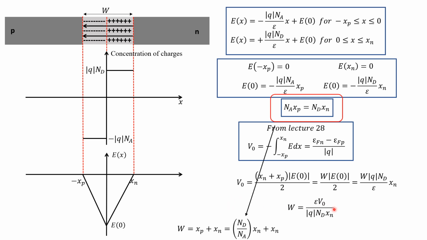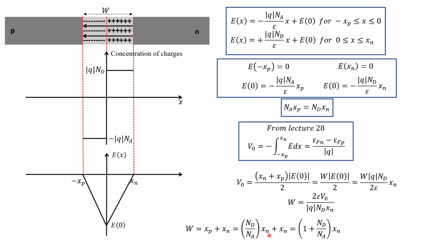Now we can get rid of this coordinate by recalling that, by definition, the width of the depletion region is given by this coordinate plus this coordinate, but they are related to each other. So we can use this expression here to express xp in terms of xn, and that's what is done from here to here. We replaced xp with xn times nd divided by na.